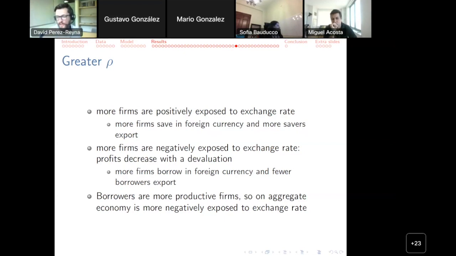And the reason why they're less likely to export is because firms borrowing with a higher ROE are going to be facing higher costs, either a higher domestic rate or they have to pay the fixed cost to tap the international credit market. So they want to borrow less. And if they want to borrow less, they're going to be smaller tomorrow. And if they're smaller tomorrow, they're less likely to take advantage of the exchange rate. And on net, with a higher ROE, the economy as a whole is going to be more negatively exposed to the exchange rate because precisely the firms that are going to be borrowing are the firms that are more productive.